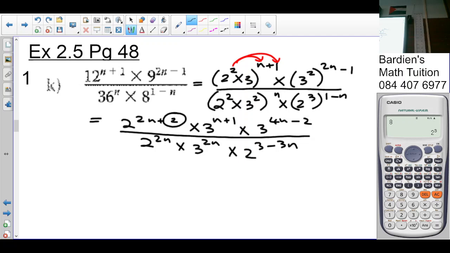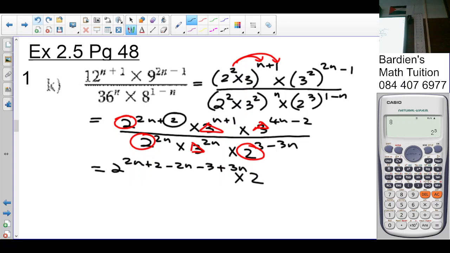Okay. So what do I do now? You're multiplying and the bases are the same. We add the exponents, not so? So this base and that base must be brought together, whilst those bases there get brought together. Okay? Why? Because the bases are the same. So it will be 2 to the 2n plus 2 minus 2n minus 3 plus 3. Okay? Times 2.